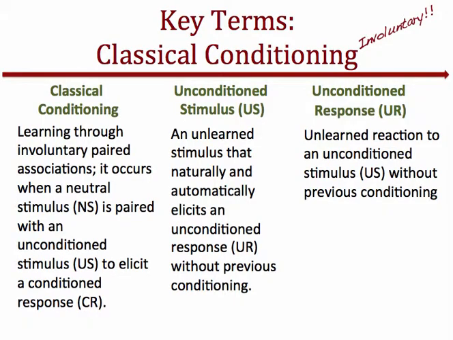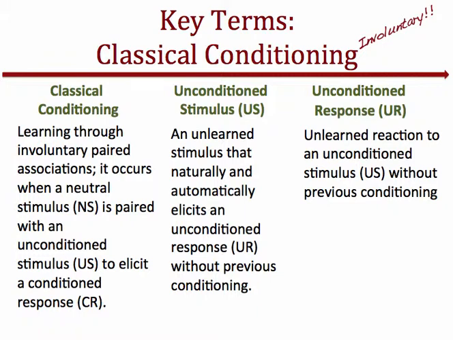Now, you'll see that it's an involuntary form of conditioning, which essentially means that it can occur without any conscious regulation. It can occur without us being aware that we are learning. There are a number of key terms that you're going to need to become familiar with. It's really important, if you want to understand classical conditioning, that you get a good sense of what these different terms are. Classical conditioning is learning through involuntarily paired associations. It occurs when a neutral stimulus is paired with an unconditioned stimulus to elicit a conditioned response.